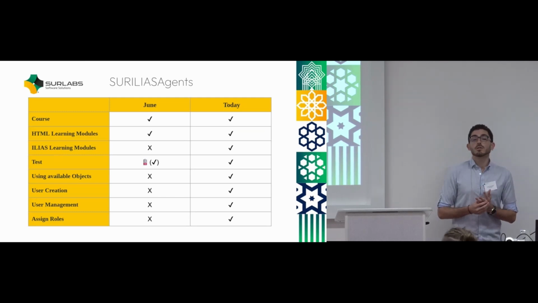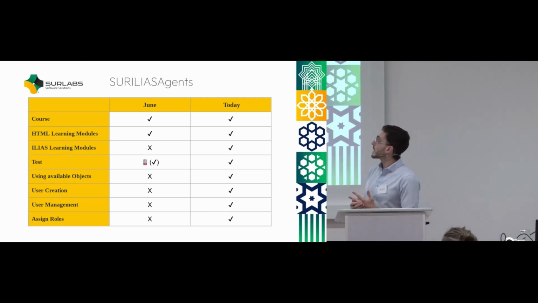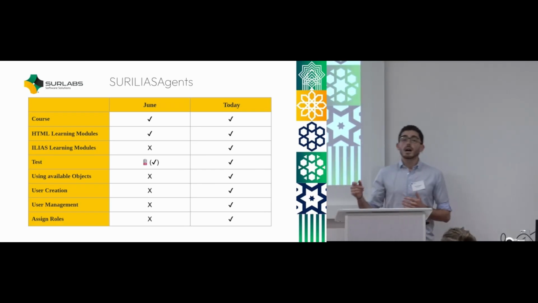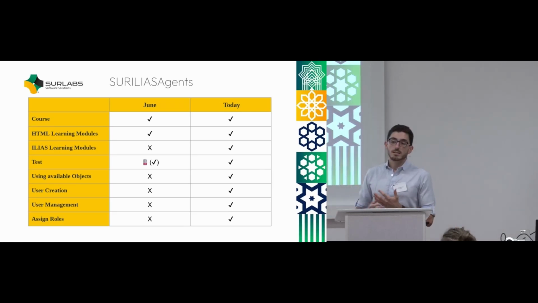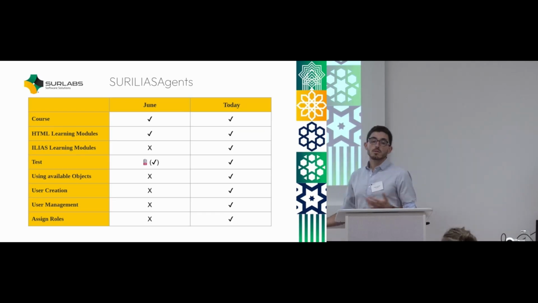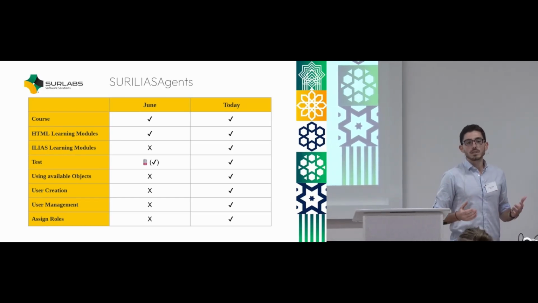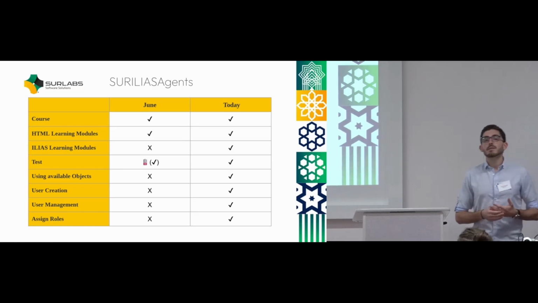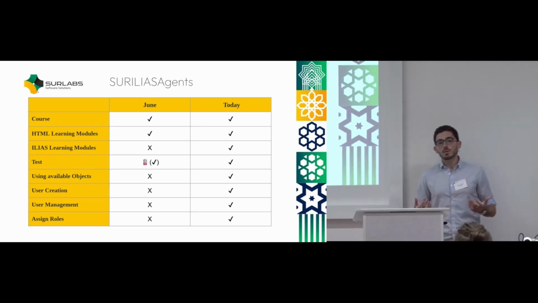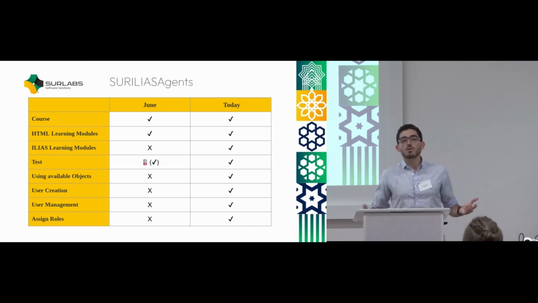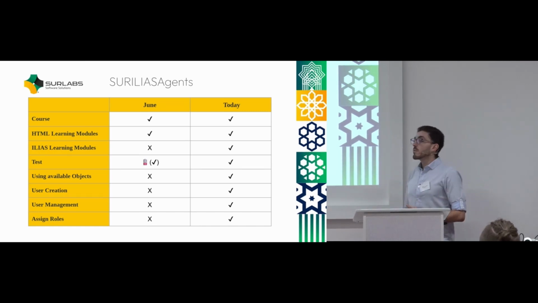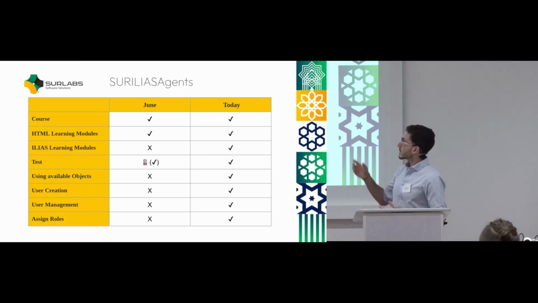Here we can see the evolution of the SIR agents. In the first version, we were able to create course and HTML learning modules and some types of tests or question tests. Right now, we are able to create course and HTML learning modules like before, but every kind of test. I mean, for example, can you imagine creating a STACK question using just a chat, describing the question, describing what you want, like with a friend or with a boss or whatever? It's so simple, but so useful.